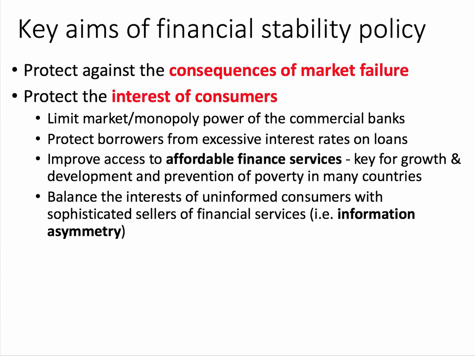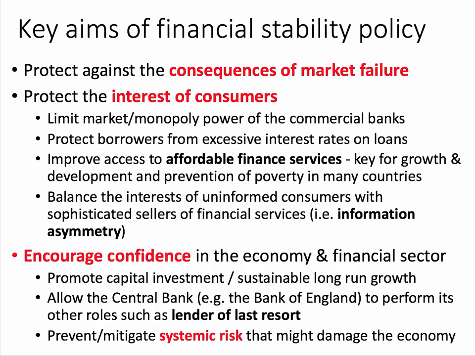The main aim of financial stability policy is really to overcome some of the consequences of market failure. There could be one or more types of market failure. The Edexcel board requires you to understand five of them. So financial stability at heart tries to protect consumers, for example, against the consequences of monopoly power or the consequences of mis-selling of complex financial products because of asymmetric information. There's a wider aim of financial stability, and that is to encourage confidence and trust in the economy and the financial sector in particular. And one of the big issues here is to try to reduce what's called systemic risk, which we'll look at in a bit more detail in a second.